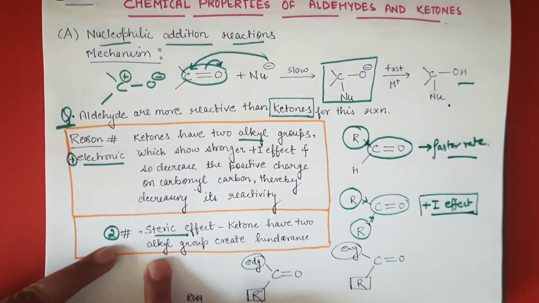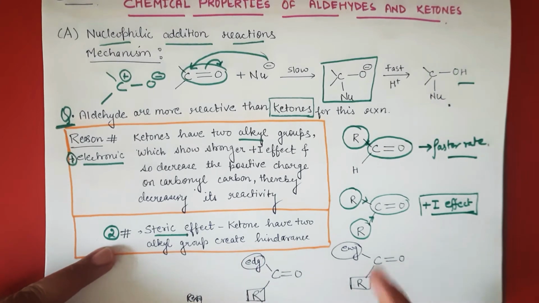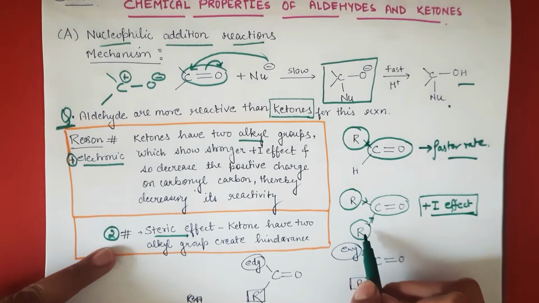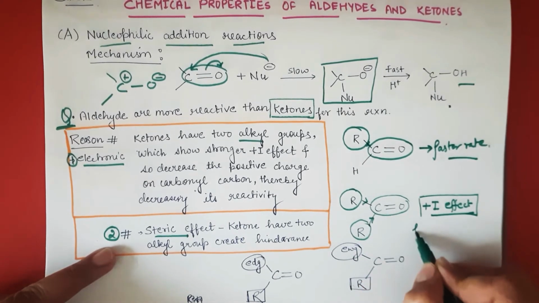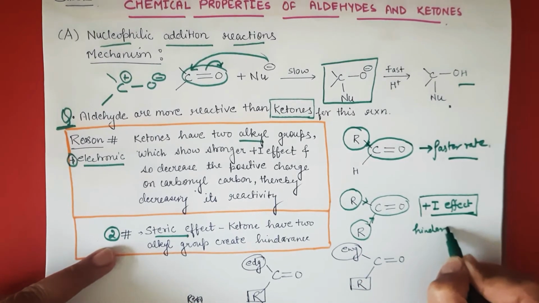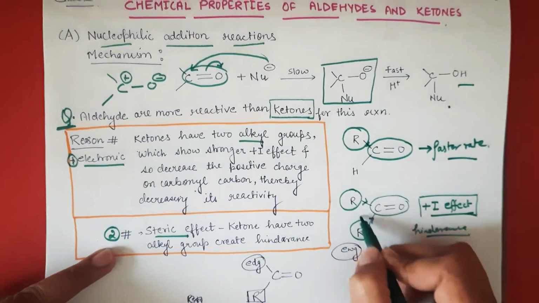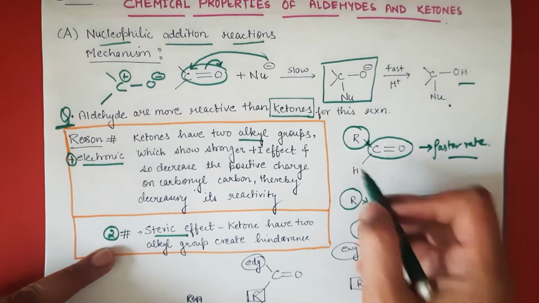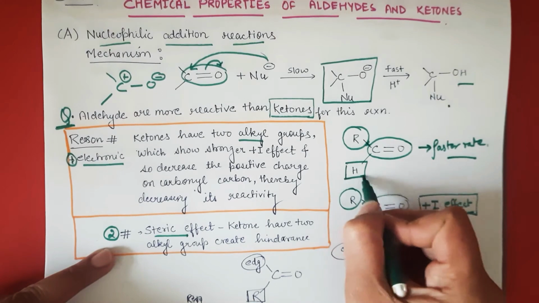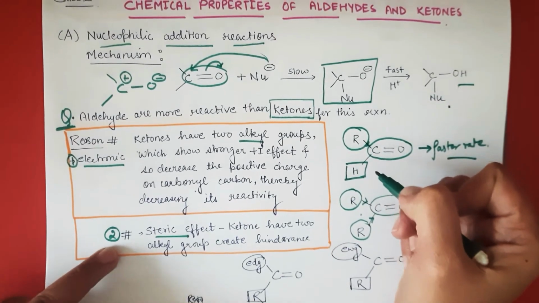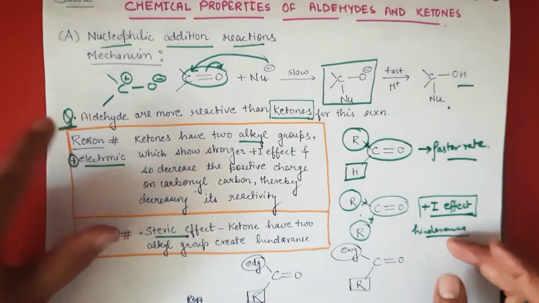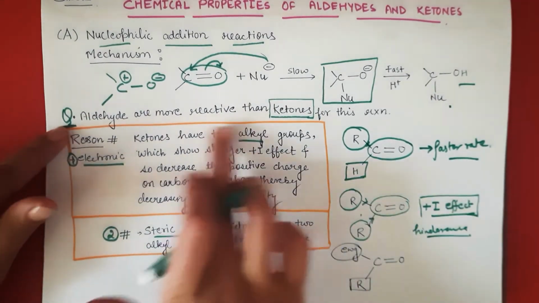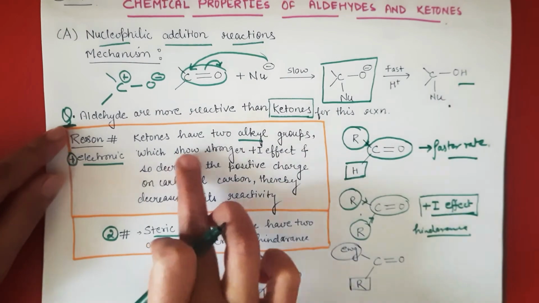Now the steric effect. In steric effect you are seeing there are 2 alkyl groups in ketones, so it creates what? Hindrance, because it's a larger group. And here you can see in aldehyde, one is hydrogen and another is alkyl. So there is less steric hindrance present in this. So if you are asked the question why aldehydes are more reactive than ketones, you have to give two reasons.